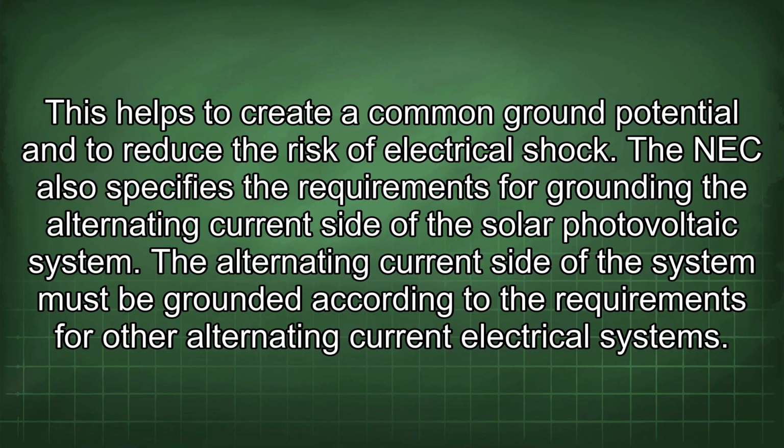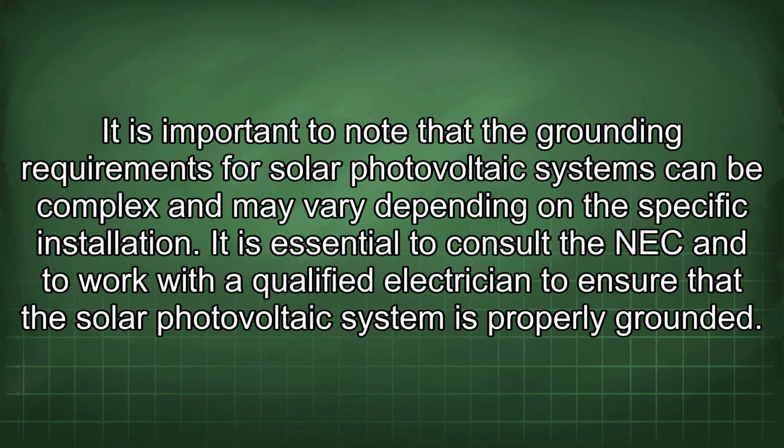The NEC also specifies the requirements for grounding the alternating current side of the solar photovoltaic system. The alternating current side of the system must be grounded according to the requirements for other alternating current electrical systems. It is important to note that the grounding requirements for solar photovoltaic systems can be complex and may vary depending on the specific installation. It is essential to consult the NEC and to work with a qualified electrician to ensure that the solar photovoltaic system is properly grounded.